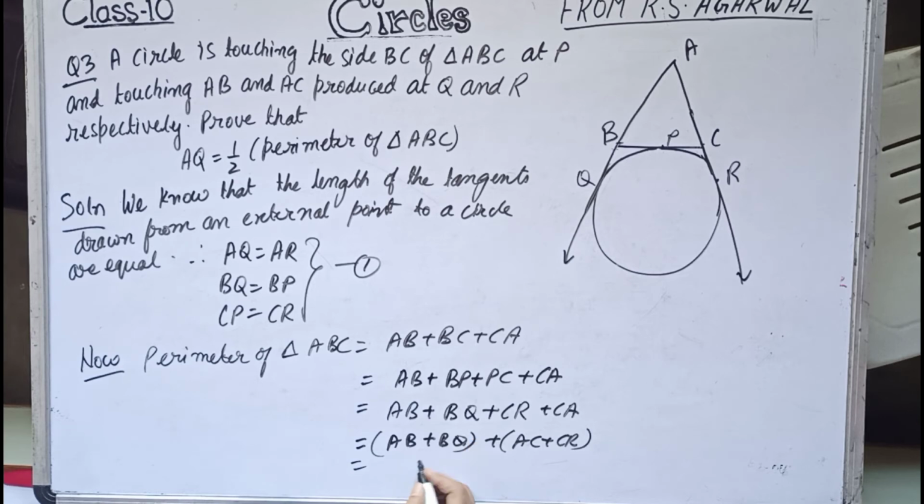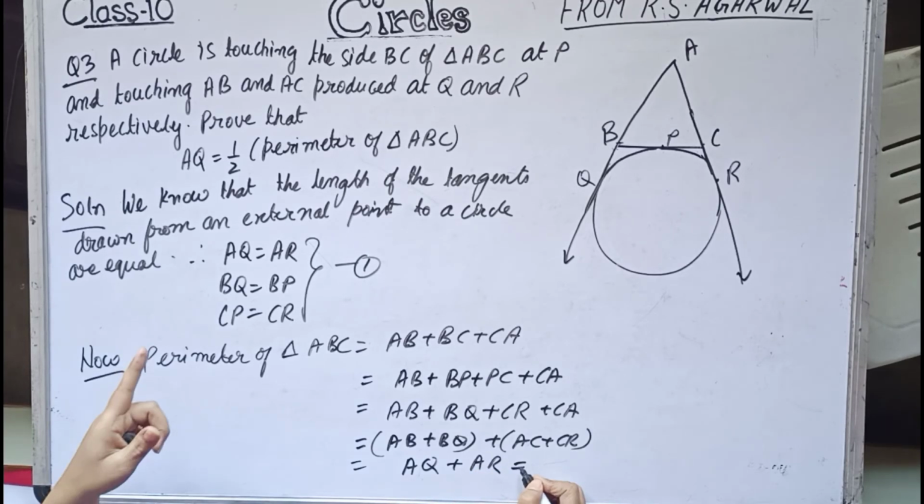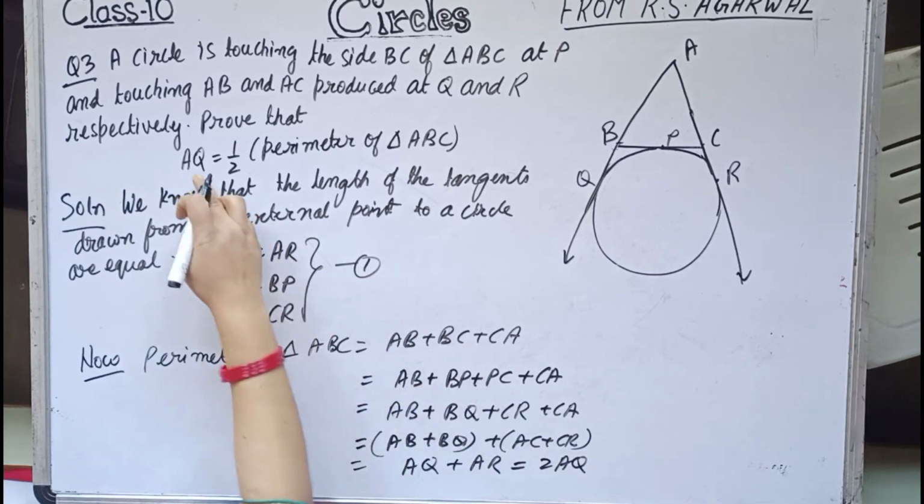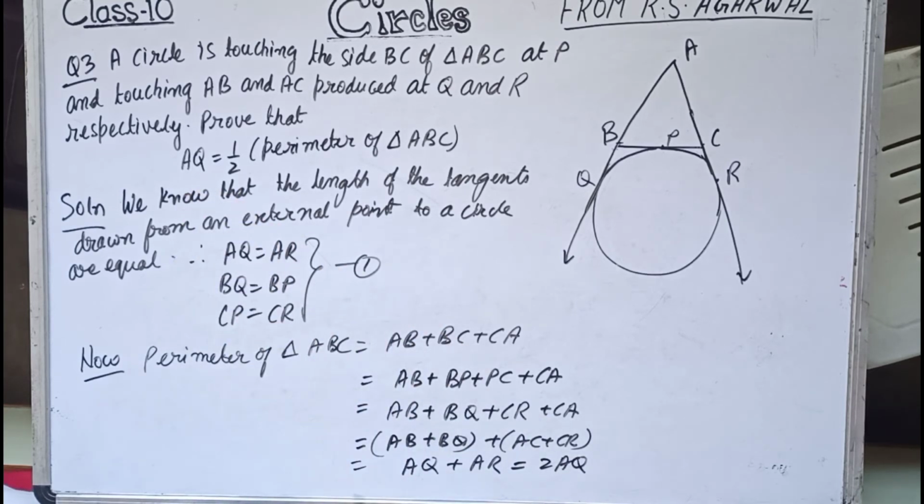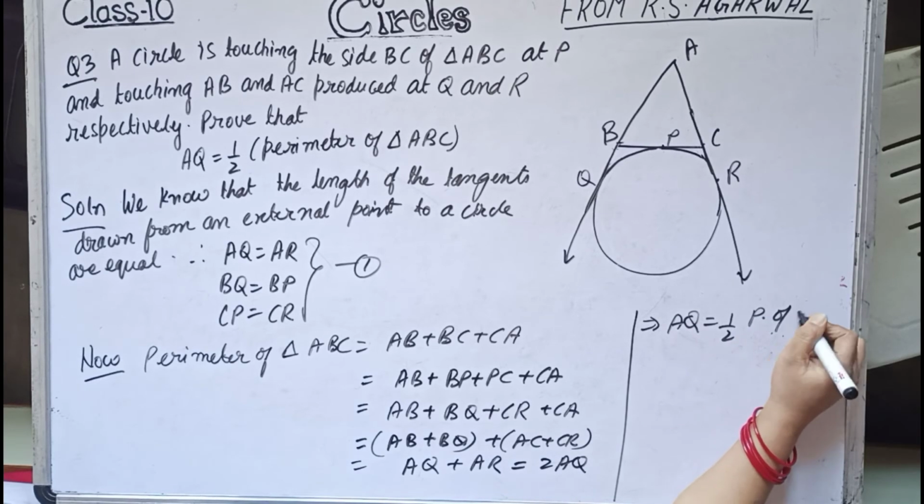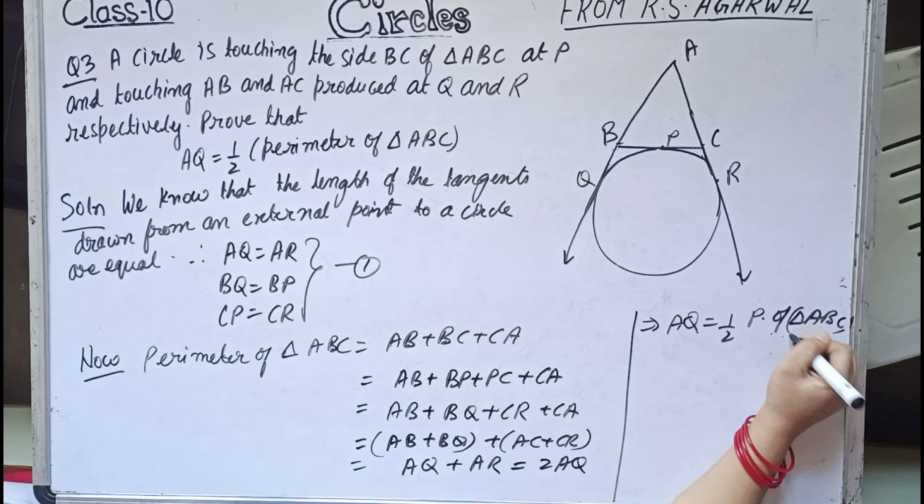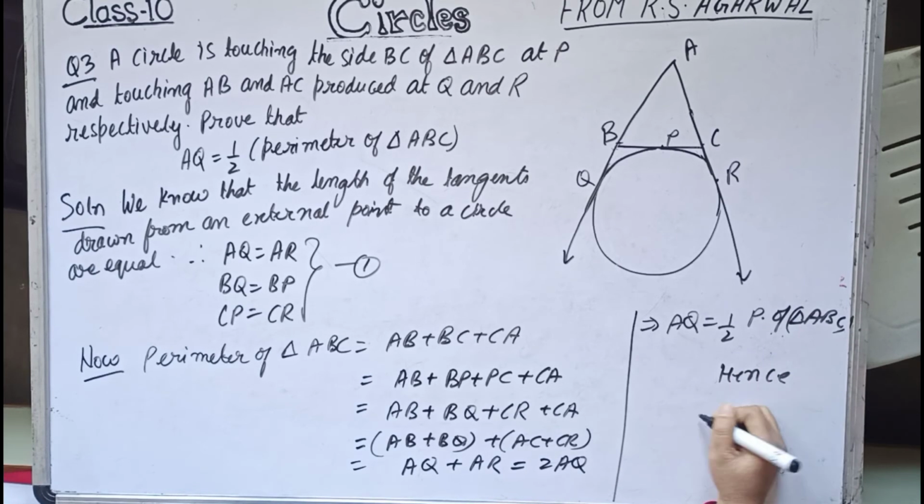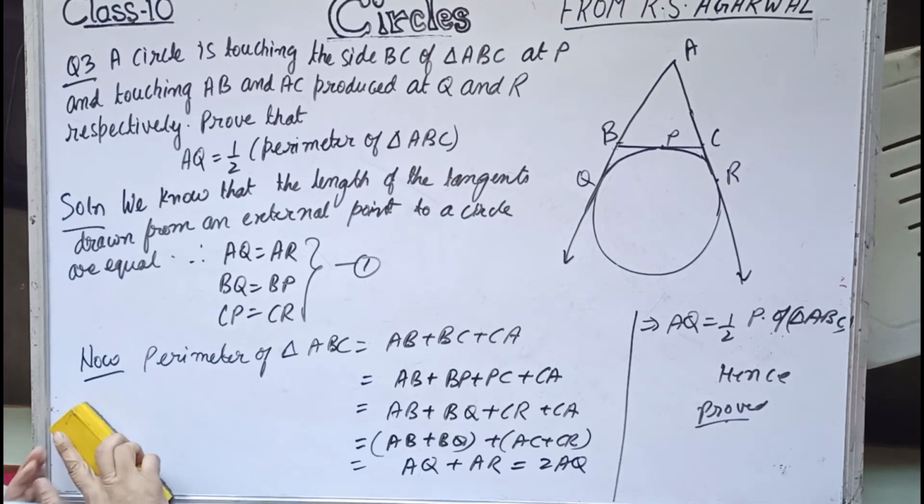Now AB plus BQ can be written as AQ and AC plus CR can be written as AR. Now AQ and AR are equal, so we can write it as twice AQ, because in the question the required part to prove is AQ. So this implies AQ equals half the perimeter of triangle ABC, and hence proved. So easy sum. This sum may come under the category of 2 or 3 marks. Let us proceed to the next question.